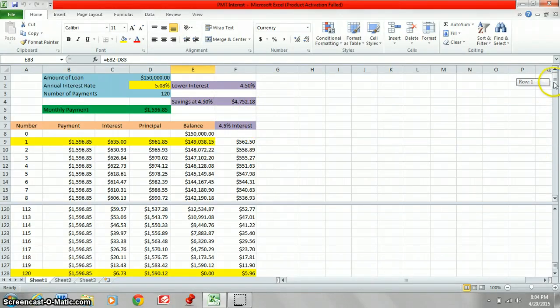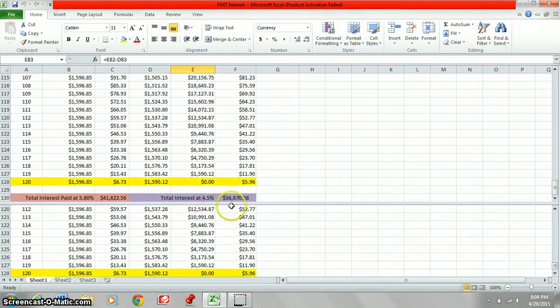But so how I found these two numbers, your total interest, is by adding up all your interest here. So you do equal sum, and then you highlight where your numbers start, which would be C9 to C128, and it adds it all up. So you can find it like that. And same thing for this column here. You just do F9 through F28, and you get that number there.